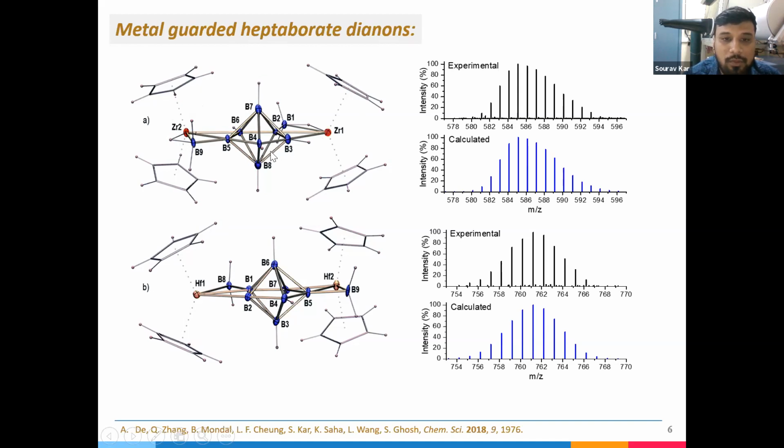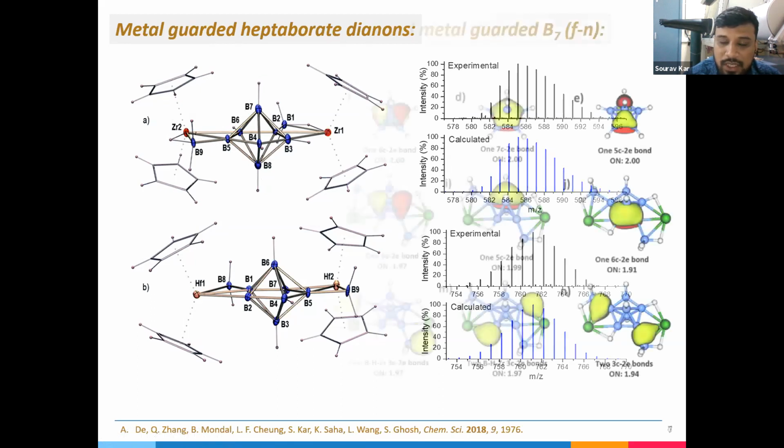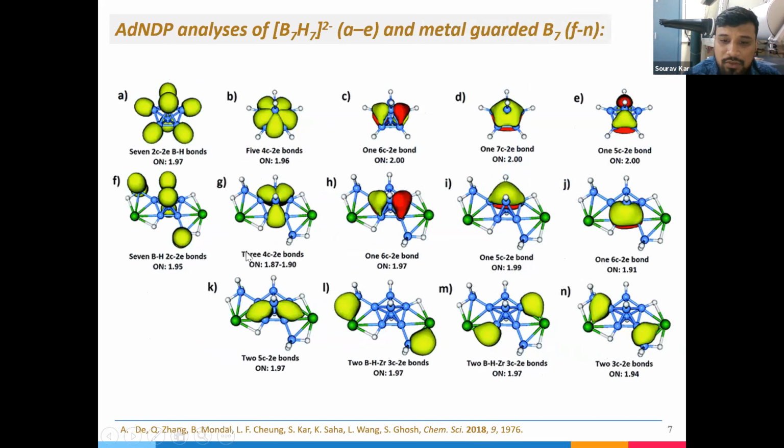So how is this B7 core stabilized by this zirconium borohydride fragment, the Cp2 metal borohydride fragment? To get inside the bonding and structure of this molecule, we have carried out theoretical calculations in collaboration with Professor L.A. Wang from Brown University. They have carried out AdNDP analysis of the B7H7 parent.